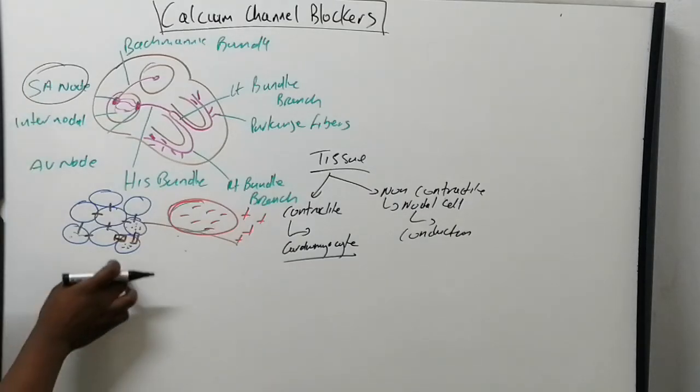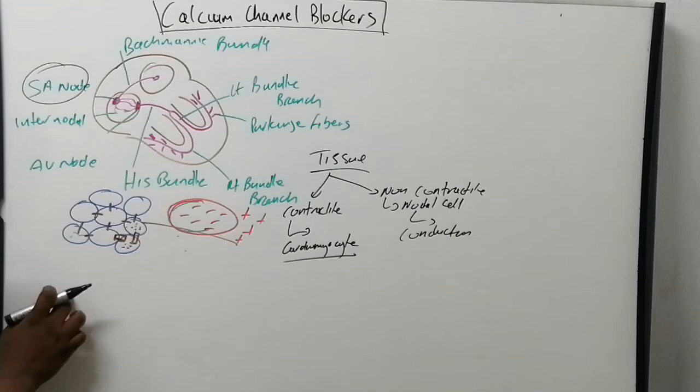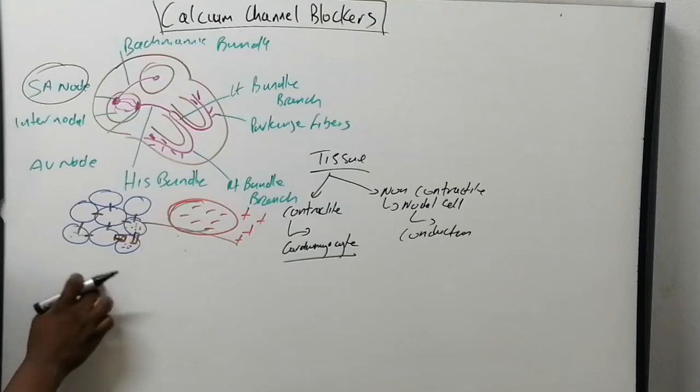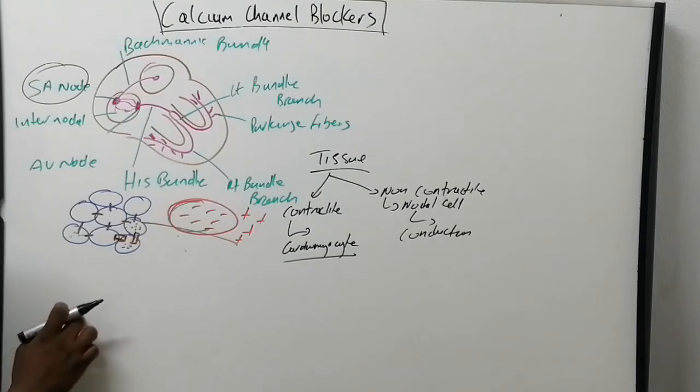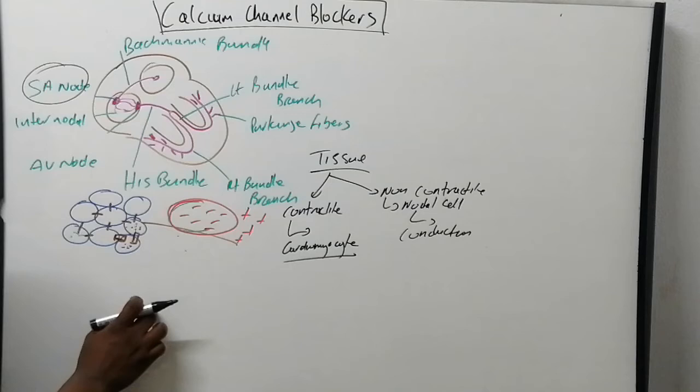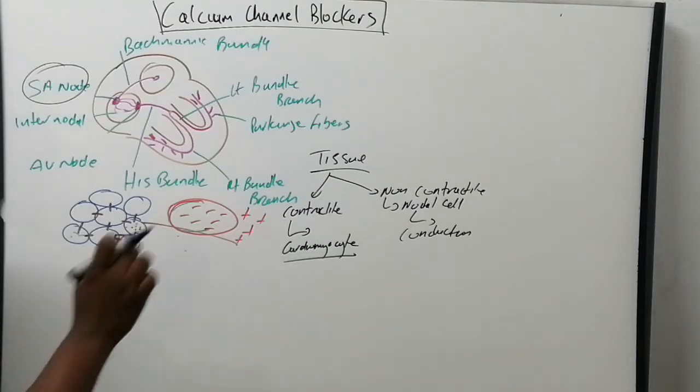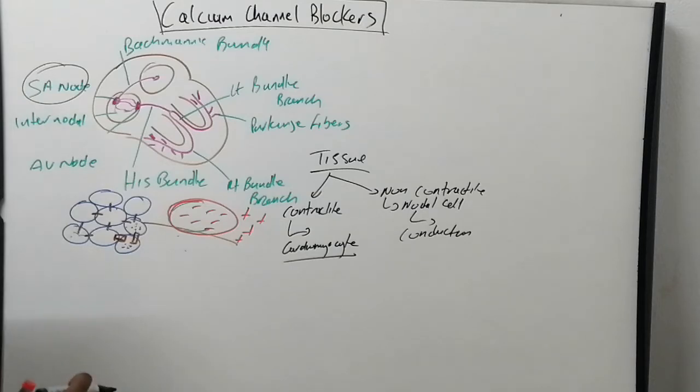So these nodal cells, they have to depolarize in order to generate an action potential that will be propelled through the conduction system to the contractile cells. That's when now we can see contractility.